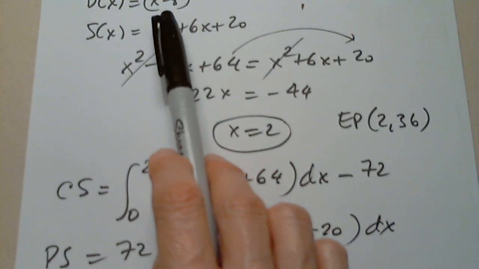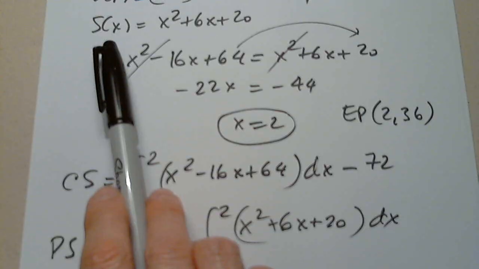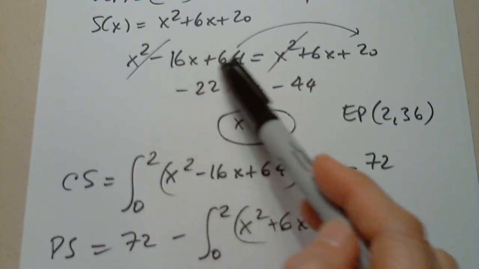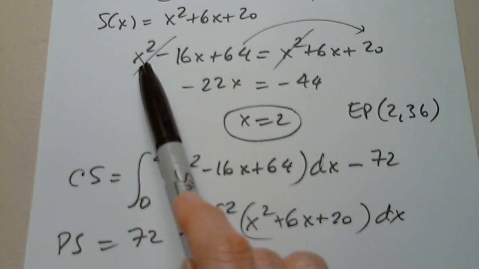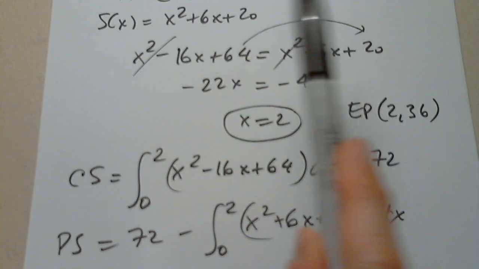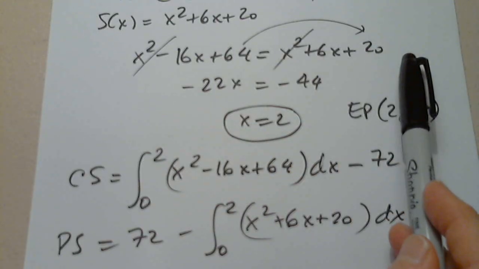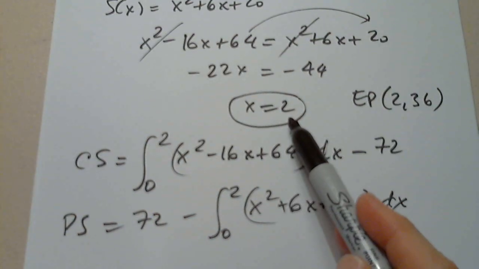So I had x minus 8 everything squared had to be set equal to s of x. And I squared this, I got 3 terms. I set it equal to this. I simplified x squared. I moved 6x. I got negative 22x. I moved 64. Negative 64 plus 20 is negative 44. Then I divided by negative 22 and I got 2.